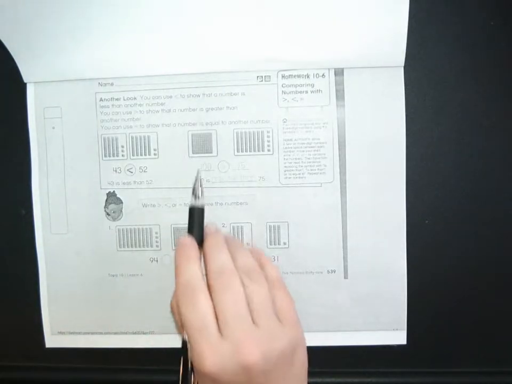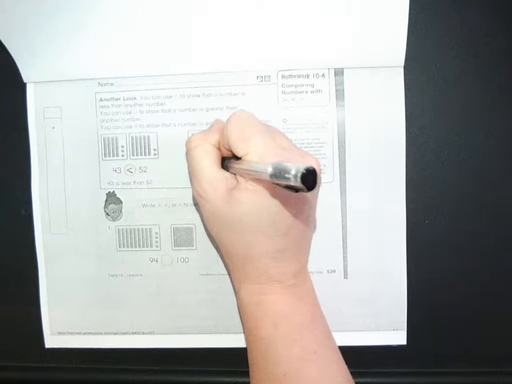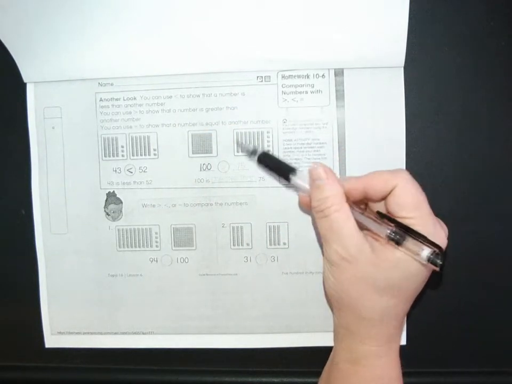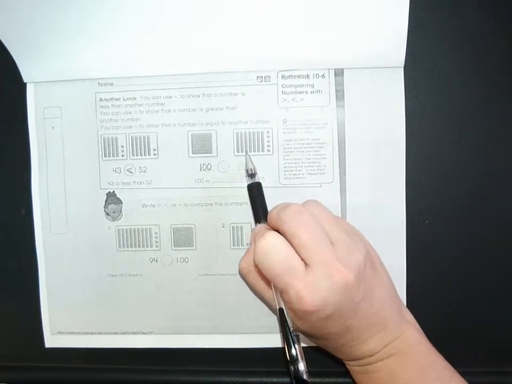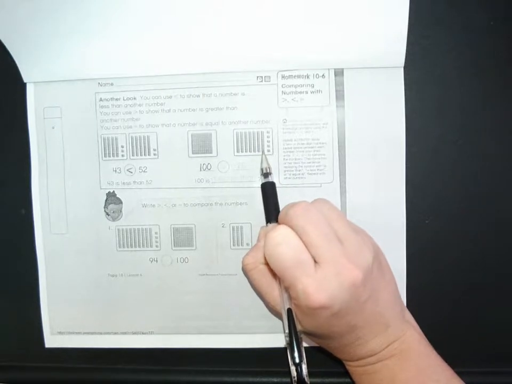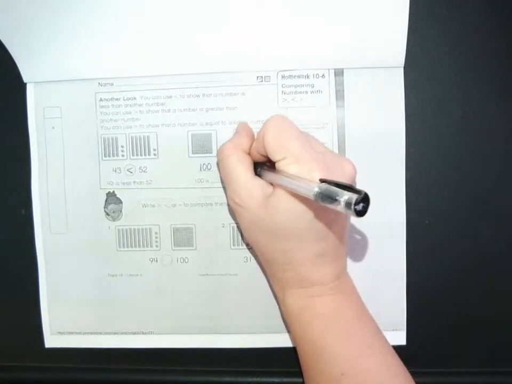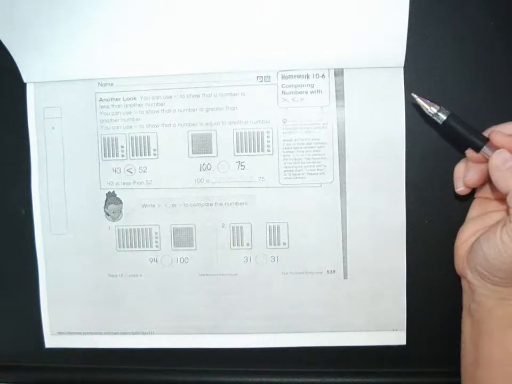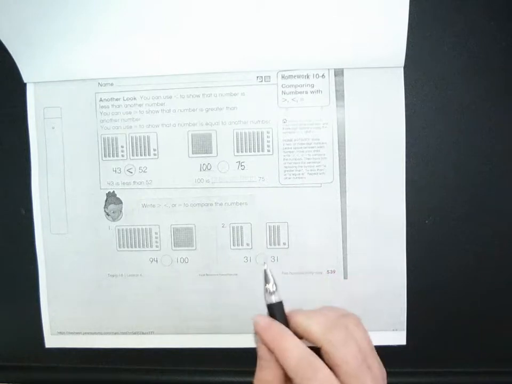Now let's look over here. What does a flat represent? A flat represents 100. That's right. Okay? What number is represented by these longs and units? Let's count them. 10, 20, 30, 40, 50, 60, 70, 71, 72, 73, 74, 75. So we have 75 here. Okay? Which one is greater, 100 or 75? 100 is greater, that's right.